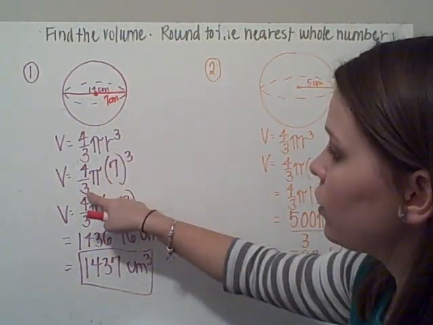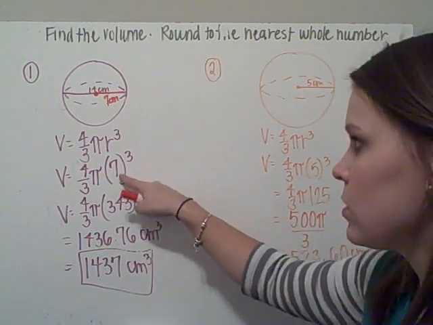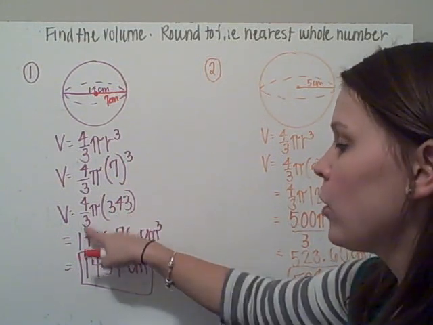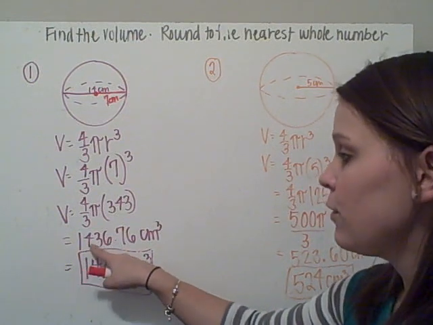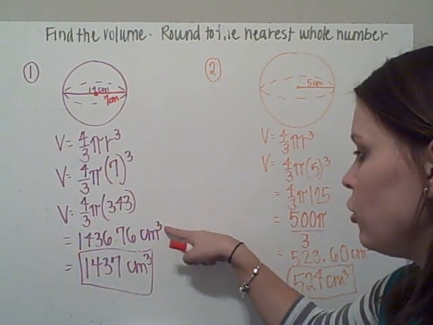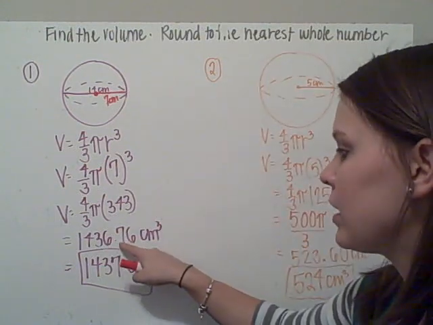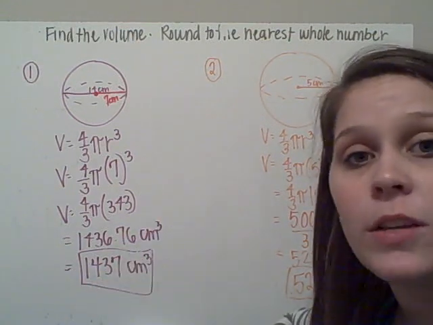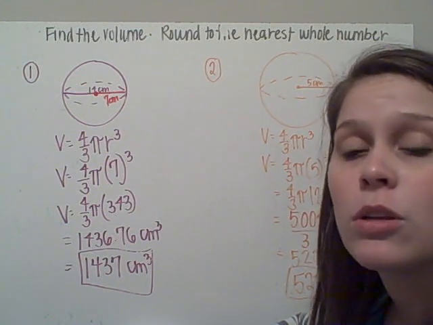So we have 4/3 times pi times 7 to the 3rd power. Well, 7 to the 3rd power is 343. And 4/3 times pi times 343 is 1,436.76 centimeters cubed. Our directions told us to round to the nearest whole number. So I'm going to look at the 7. It's greater than 5, so I'm going to round up. So the volume of the sphere is 1,437 centimeters cubed.